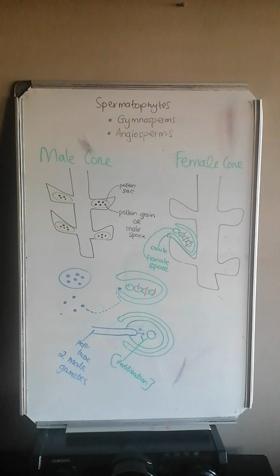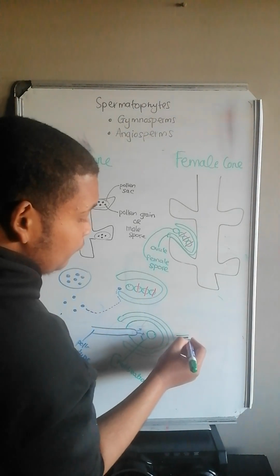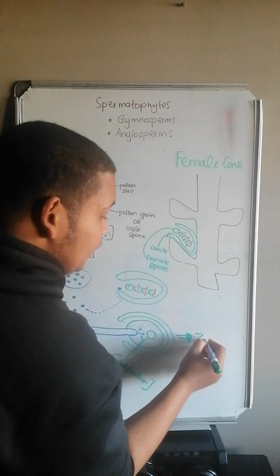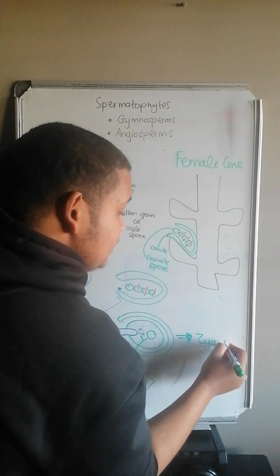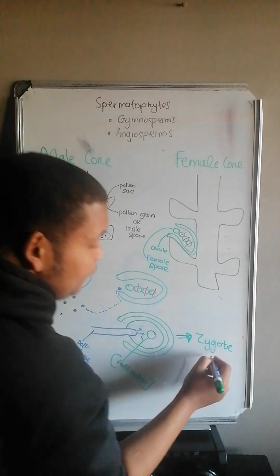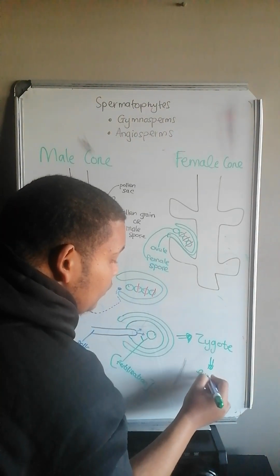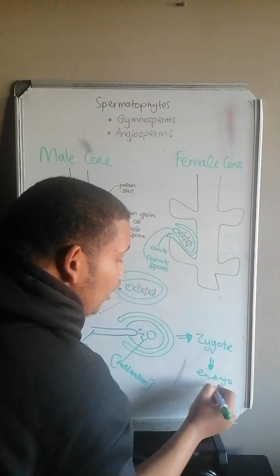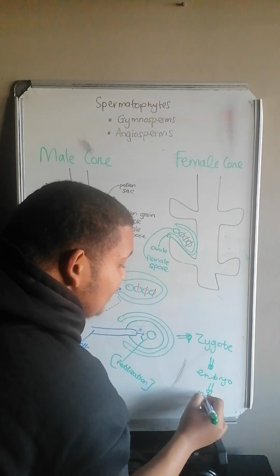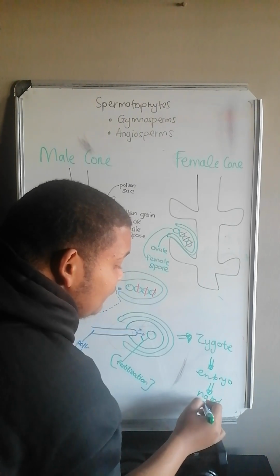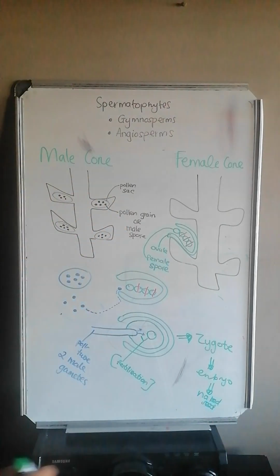After fertilization has taken place, we always form the zygote. So now we will form the zygote, and this zygote will then form an embryo, and that embryo will then form a naked seed. Not a covered seed, because it's not double fertilization. It forms a naked seed.